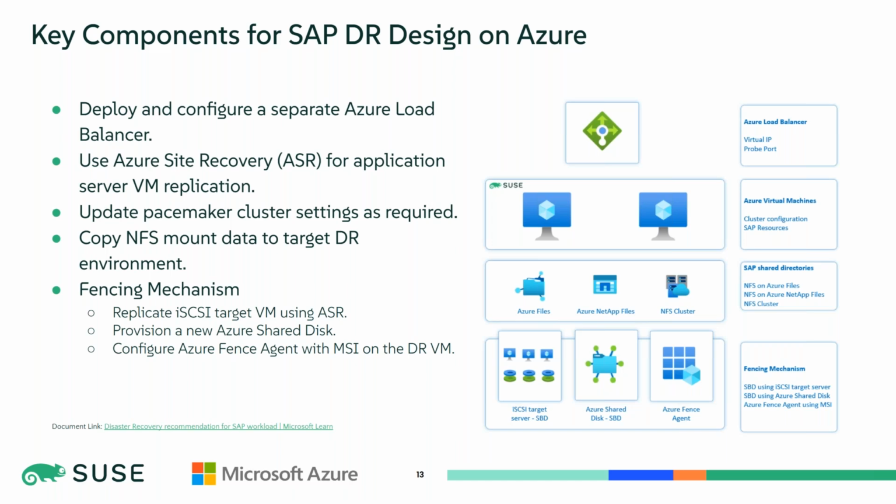And then there is a fencing mechanism. Based on your usage, you are using Azure Fence Agents, SBD, or a different kind of fencing mechanism. You need to make sure that on the DR side, a similar fencing mechanism is available. So all these components need to be taken care of when you are designing this DR architecture. We have released different blogs covering all these scenarios. You can check on those, and that will give you an idea of what to look after and what changes are required in the SAP system after the failover.